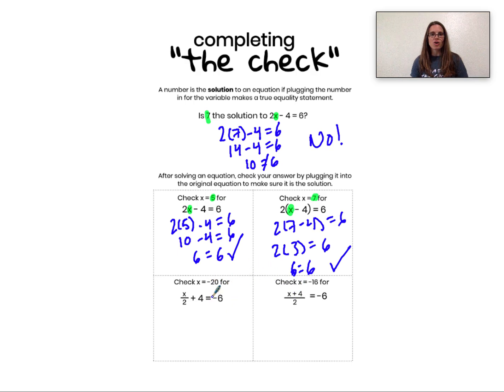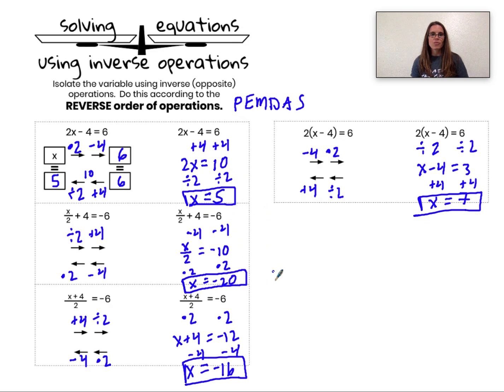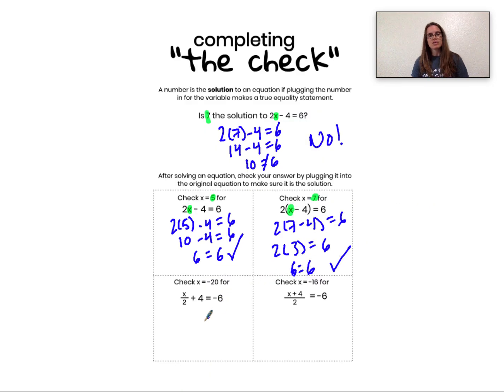Last two, these are also the solutions I got when I solved, negative 20, negative 16. That's what I got when I solved using inverse operations. So this is how we found the solution. The check is how we check that we didn't make any mistakes when solving. So does negative 20 divided by 2 plus 4 equal negative 6? Negative 20 divided by 2 is negative 10. Does negative 10 plus 4 equal negative 6? Yep. So I've performed the check for my solution to this equation.